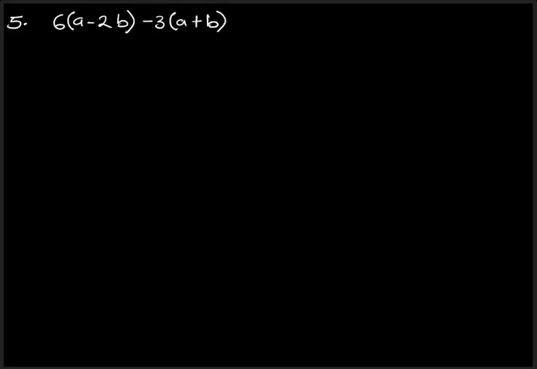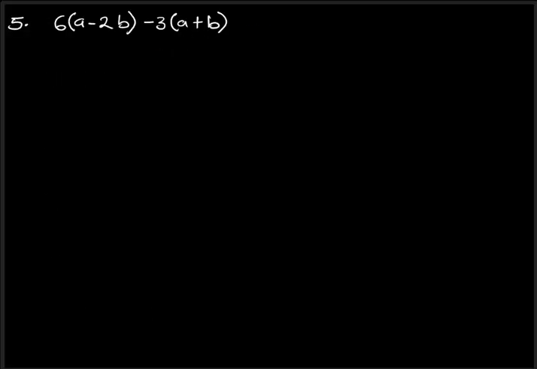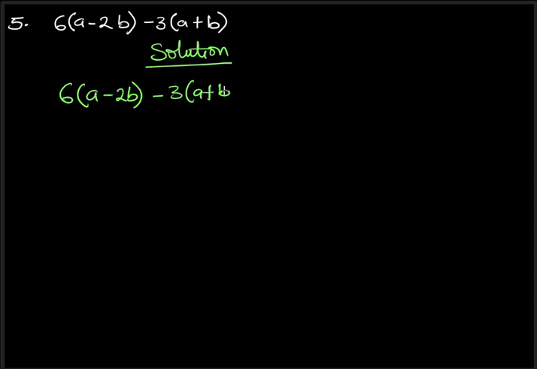Okay, I think this should be our last question. So what do we have here? This will give us 6 bracket A minus 2B minus 3 bracket A plus B. Okay, let's see. Now, what is multiplying this bracket is 6, and what is multiplying this bracket is minus 3.